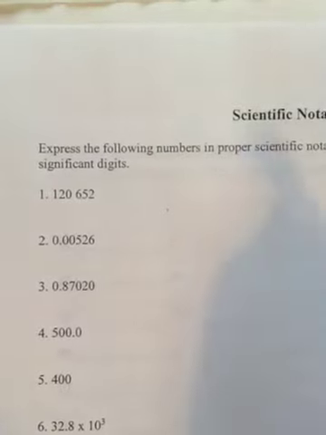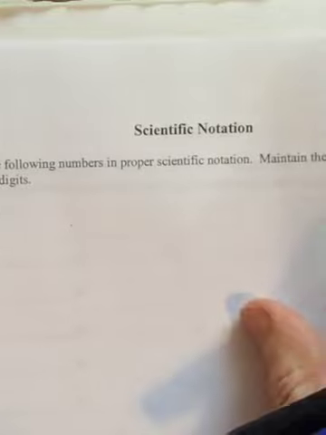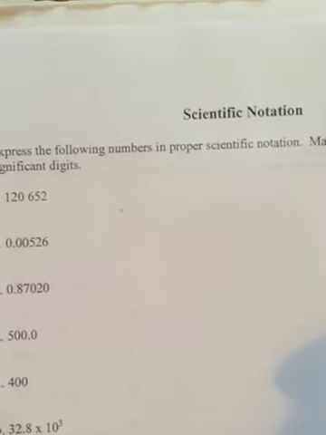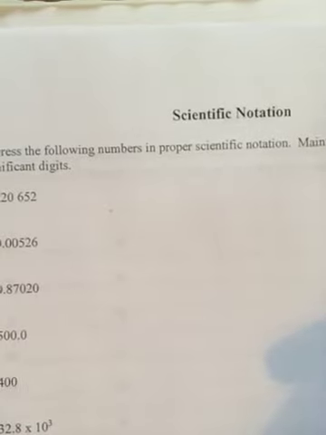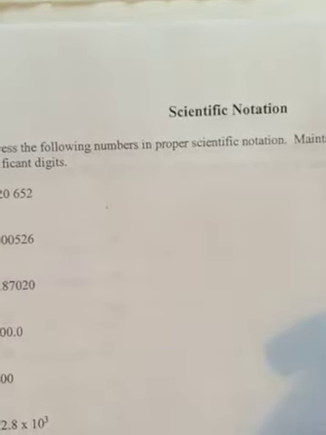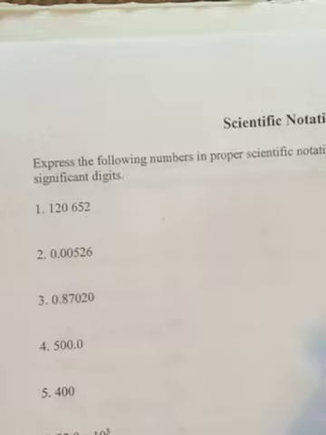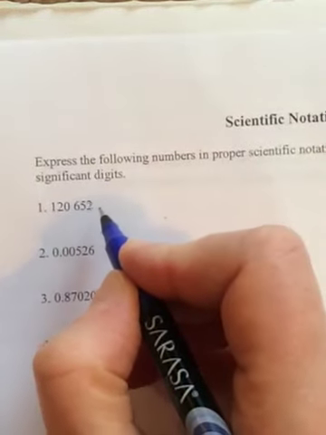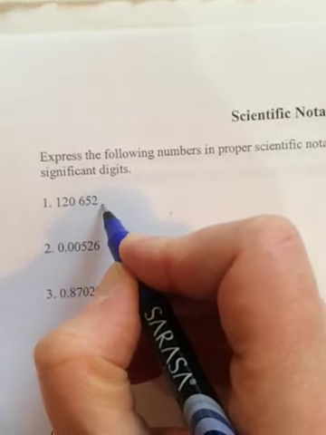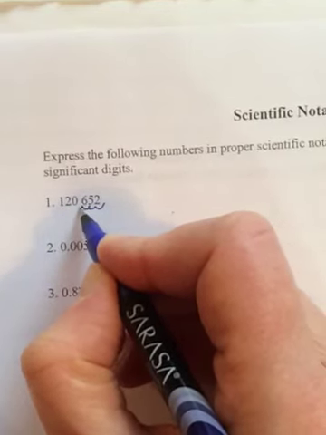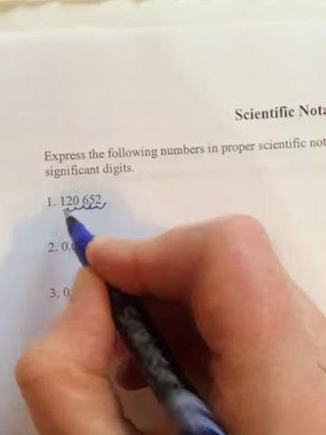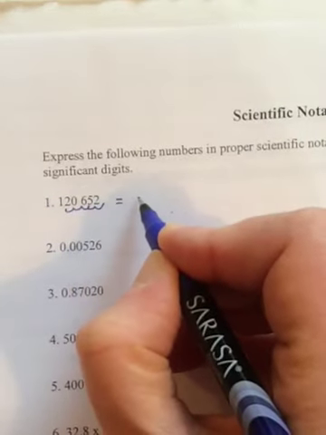Okay, so last night's homework was on the sheet, the backside, scientific notation. The first part just asks you to write each of the numbers in proper scientific notation and to keep the right number of significant digits. If you remember the rules for scientific notation, you move the decimal so that the number in front of the decimal ends up between 1 and 9.